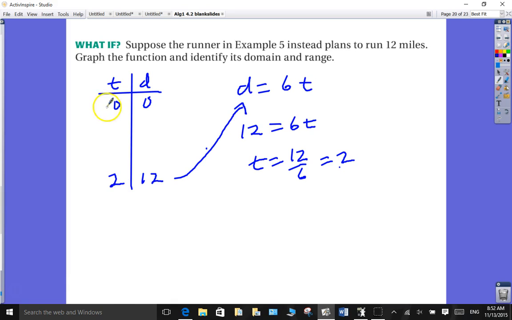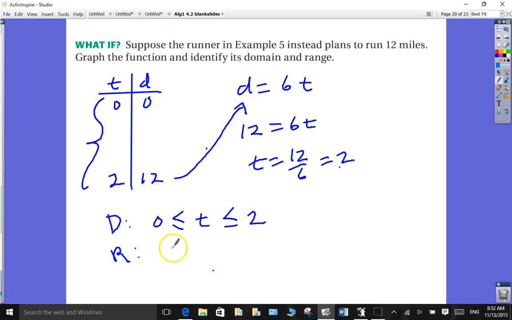But how would it have changed the domain and range? What's the domain now if it starts at 0 and ends at 2? Use a 3-part inequality. 0 less than or equal to t less than or equal to 2. How about the range? 0 less than or equal to d less than or equal to 12.